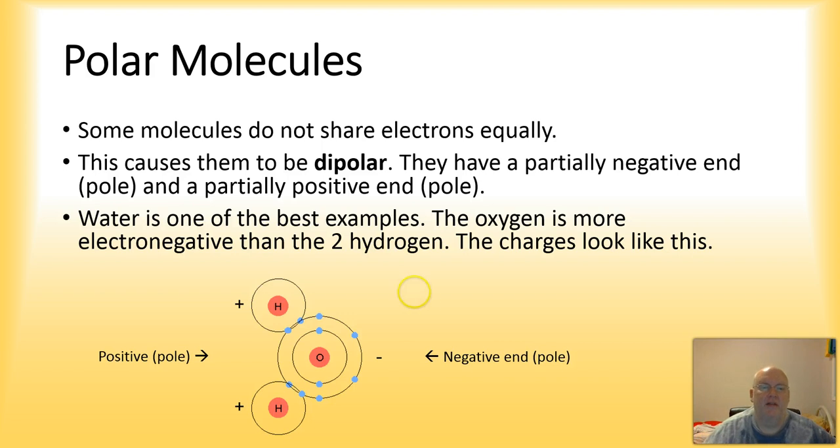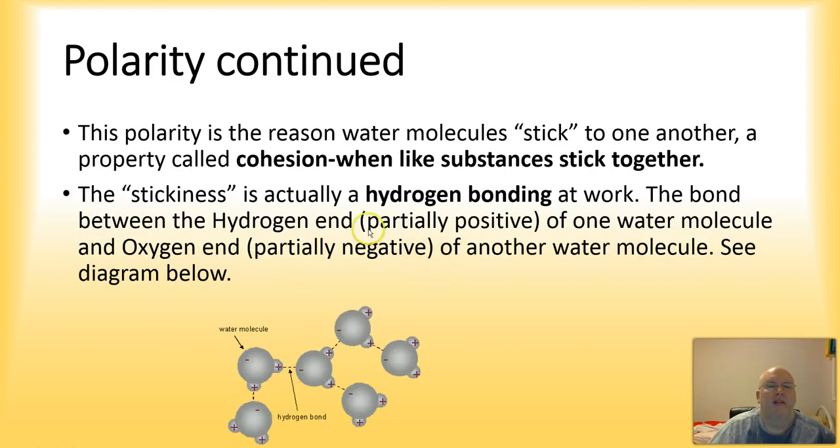So this end of the molecule is slightly negative and this end is slightly positive. So we call it a polar molecule, sometimes a dipolar molecule. You may even hear the word dipole mentioned in chemistry class next year. So this polarity actually causes some other properties of water to happen.